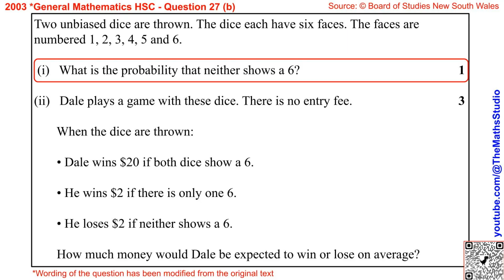Question 27, Part B. Note that the wording of the question has been modified from the original text. Two unbiased dice are thrown. The dice each have 6 faces. The faces are numbered 1, 2, 3, 4, 5, and 6. Part 1. What is the probability that neither shows a 6?